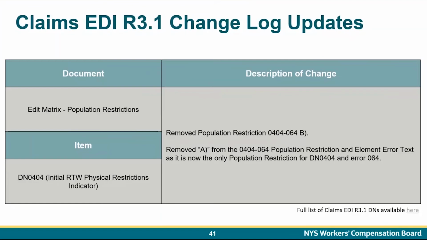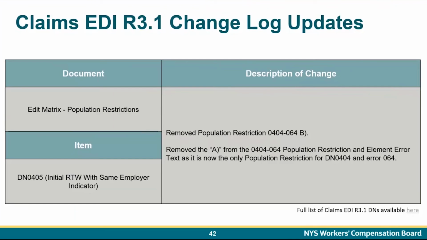We removed the population restriction 0404064B for initial return to work physical restrictions indicator, as the presence of an initial return to work date does not necessarily guarantee the presence of current return to work date. We removed population restriction 04064B.